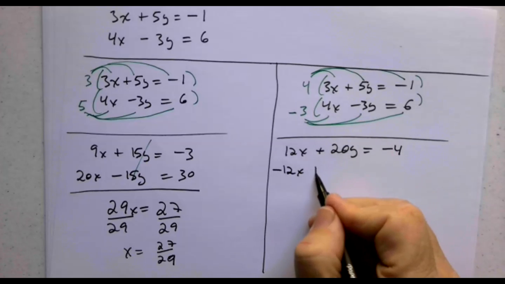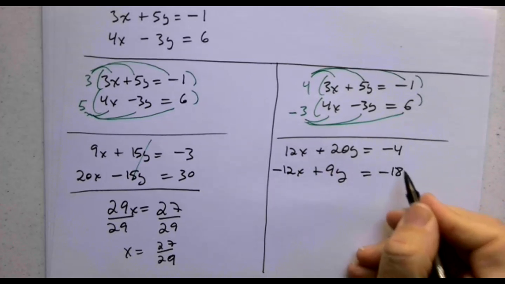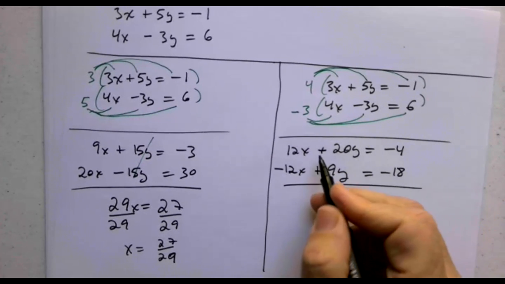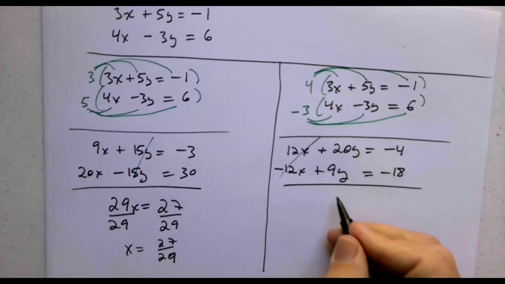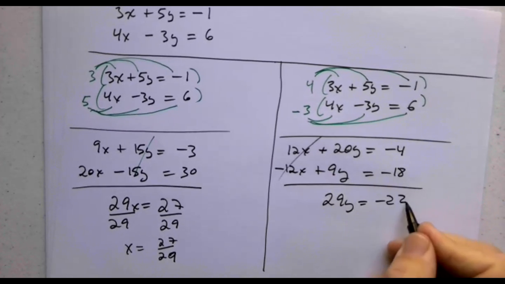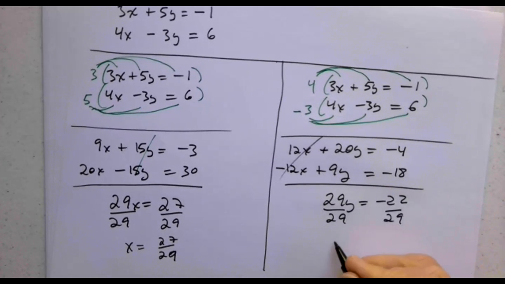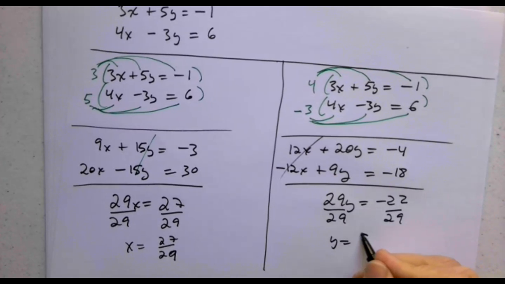Negative 3 times negative 3y is positive 9y. Negative 3 times 6 is negative 18. The x's go away. 20y and 9y is 29y. Negative 4 and negative 18 is negative 22. Divide by 29, and we have y is negative 22 over 29.